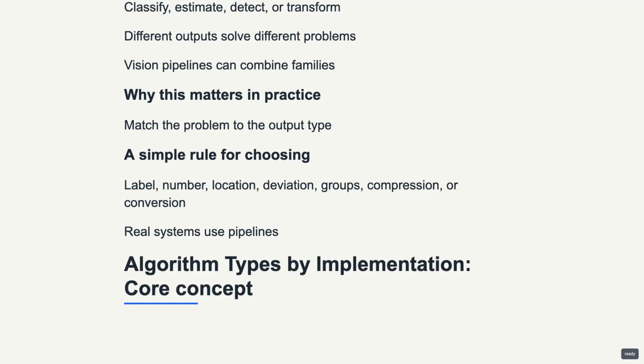Implementation style is the first practical choice that decides whether an edge AI idea can run on real hardware. The point here is to separate the kind of task from the kind of implementation, because that choice shapes cost, speed, and reliability.